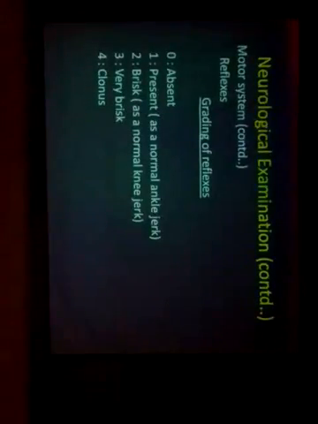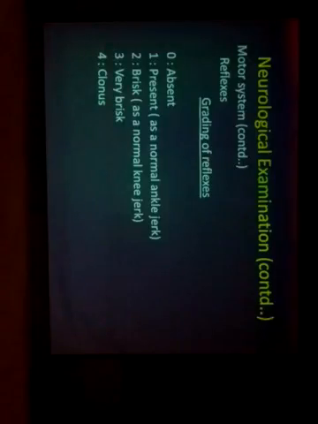Now, reflexes are graded also. Many people don't know this. You can remember the grading. Reflexes can be absent, this is grade 0, present like a normal ankle joint, present like a normal knee joint, very brisk, or clonus. I'll show you two examples. This is how you see the knee reflex.